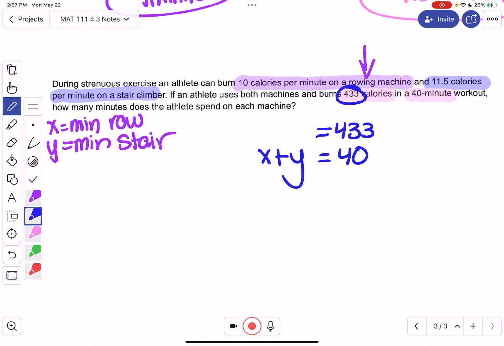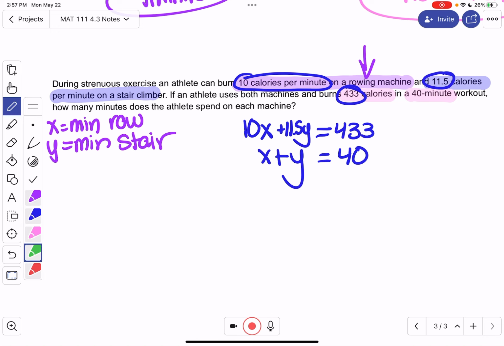Now, if we're burning 10 calories per minute on the rowing machine, that's like saying 10 times the number of minutes. 11.5 calories per minute on the other one is 11.5 times the number of minutes. So now we have our two equations just from reading the problem. It gave us two totals, gave us numbers, we put them together.